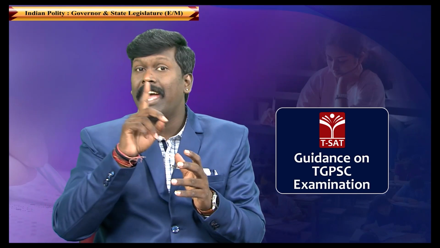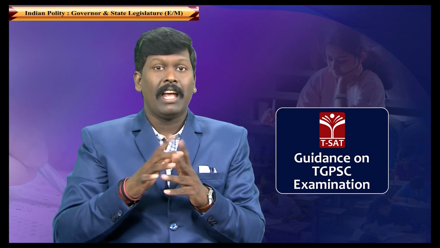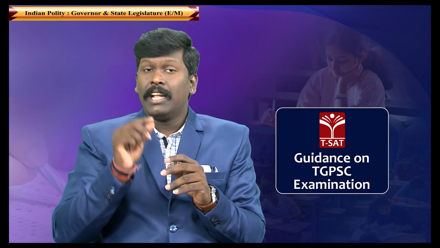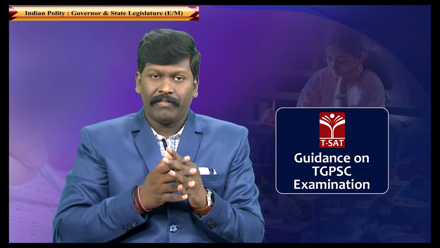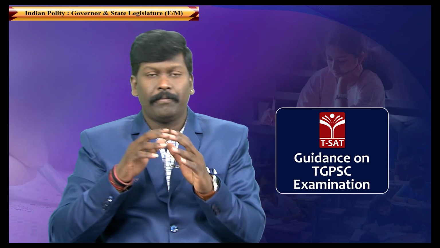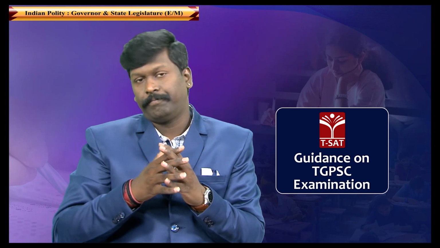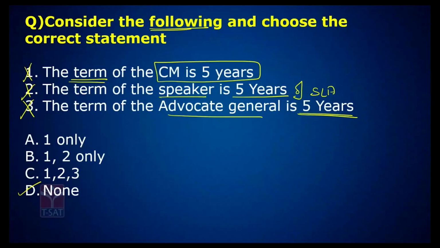The Advocate General continues to stay in office during the pleasure of the governor, meaning the governor can remove the Advocate General any time. But as a tradition, as a convention, the Advocate General resigns when the government falls, or continues till the government's term is completed. This is as per the tradition or convention. So the answer is none.